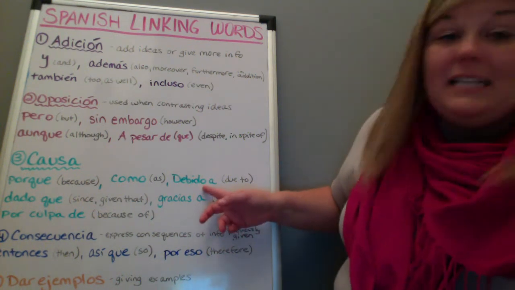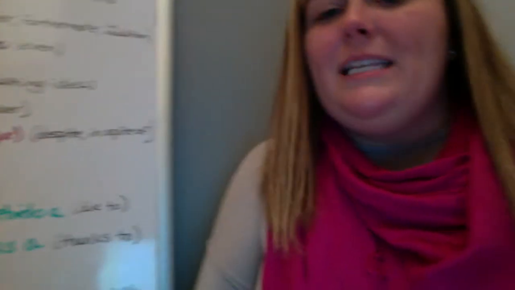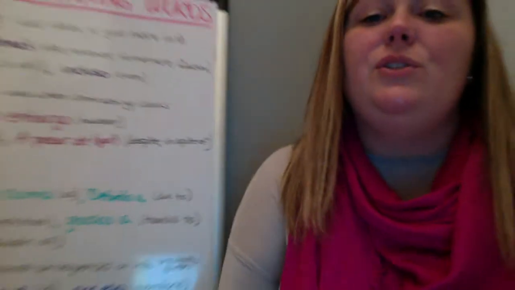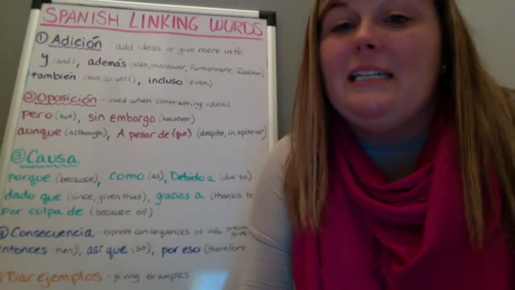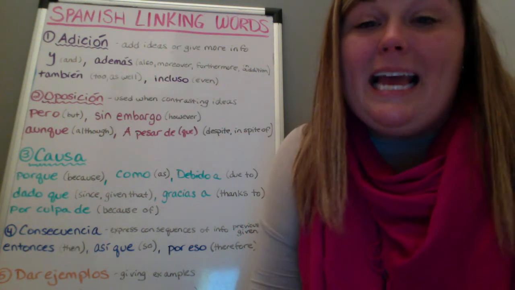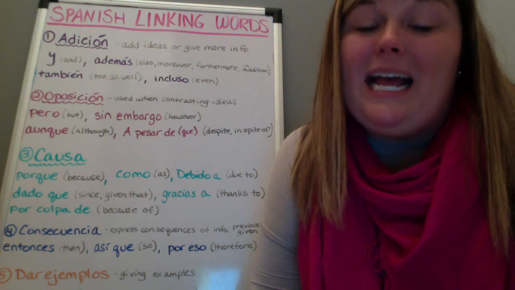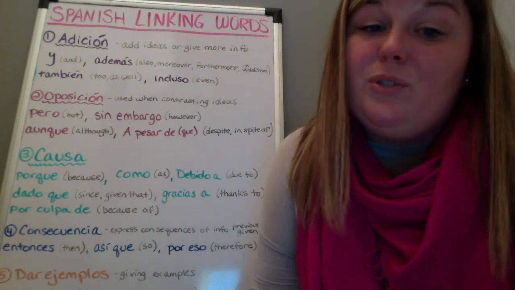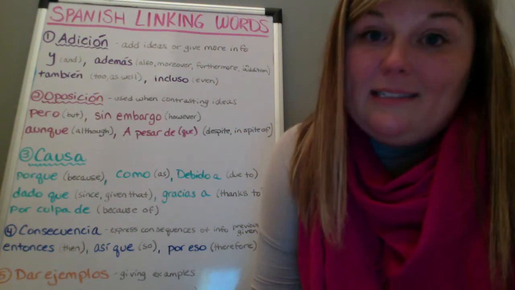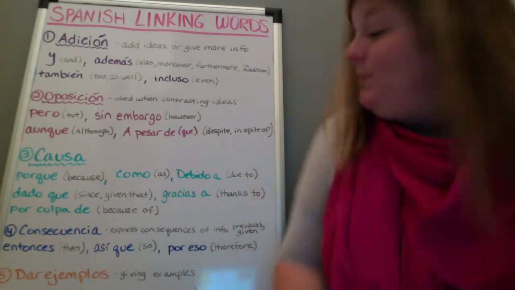All right, our next connector of causa is debido a. So debido a means due to. And an example would be, debido a la lluvia, no podemos jugar al tenis. So due to the rain, we can't play tennis. See? Debido a is due to.